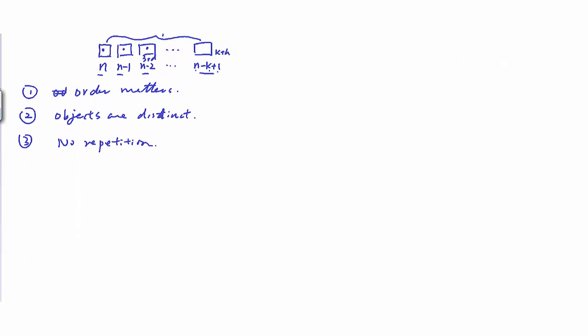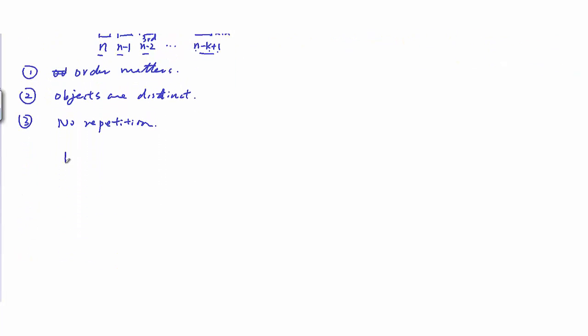Let's revisit again. The permutation of n objects taking k at a time, the notation can also be written as P sub n k. And this is the notation used by TI calculators like the TI-83, 84.